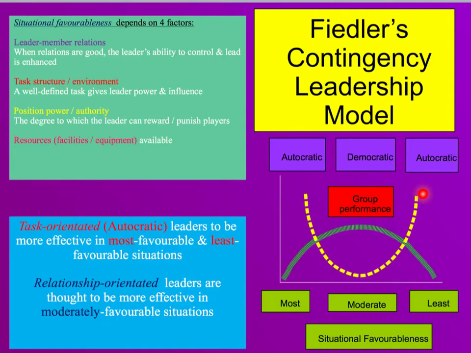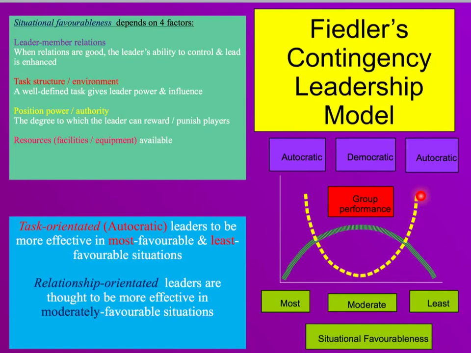So in a very favourable situation, when it's all going well, it may be that you need to keep the players on their toes and avoid complacency, etc. So autocratic style may be beneficial here. And on the flip side of that, in the least favourable situation, so if it's all gone horribly wrong and they don't like you and we don't know what we're doing and we haven't got much power or facilities or anything like that, well, let's just be autocratic so that we can at least give it a go and say, right, this is what we're going to do, like it or not, this is the plan.